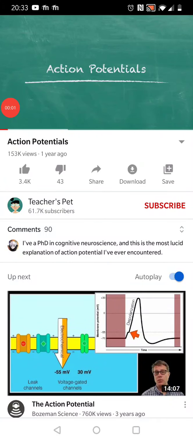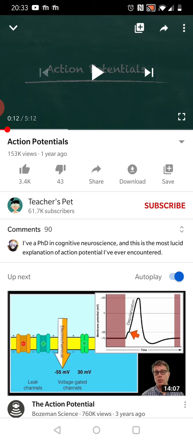Okay, so action potential. Generally, we'll use the video from the teacher's pet, and I will also add some comments to it to make it easier to understand. If you want, generally it would be good if you would like this video, the original video. I mean, let's now start. And we'll go with the action potential.